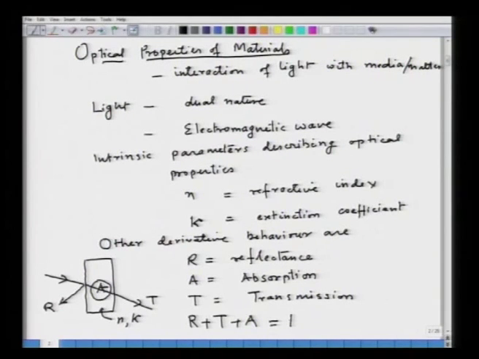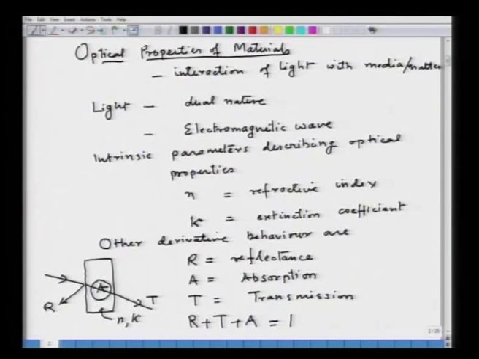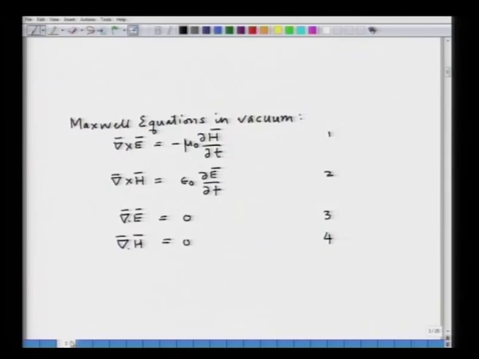And these parameters R, T and A are actually dependent on the intrinsic property of the material, which is n and kappa. Now, how do we derive n and kappa? That is what we will do next. And so, what is light is, as I just explained, light is nothing but EM wave. And this solution can be obtained, it is a solution of the Maxwell equation.